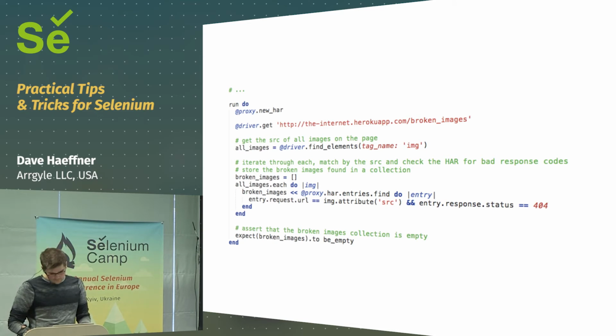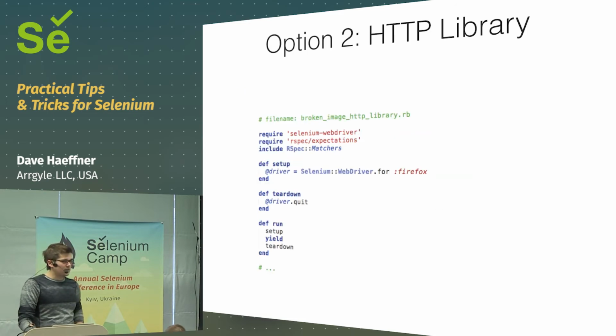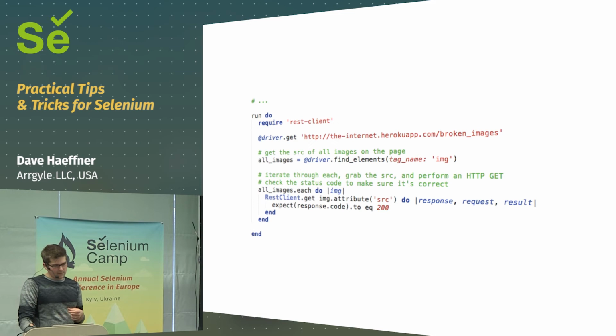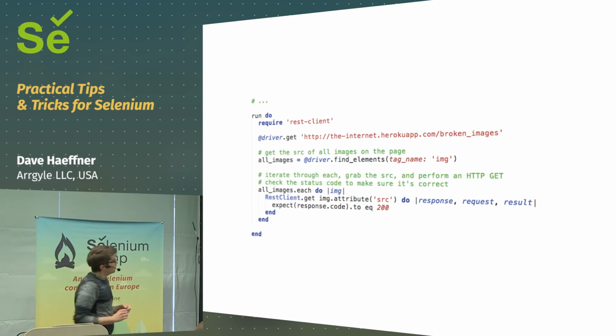So the better approach, which is probably a good deal faster, is to use an HTTP library. There's numerous HTTP libraries in Ruby, and I'm assuming there's numerous in whatever language you're more proficient in. But something simple like REST Client. And it looks kind of like this when you run your test.